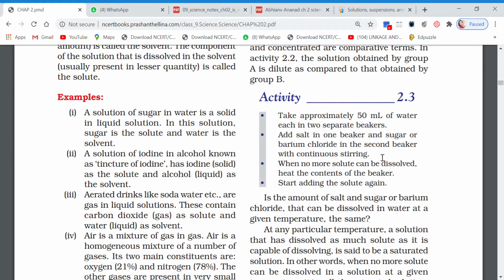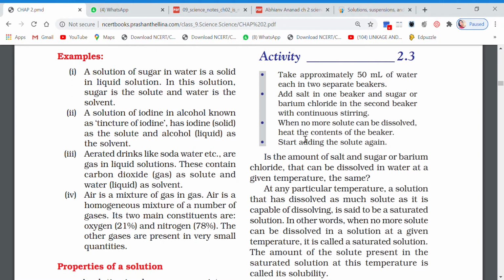And start stirring. Stirring means घोलना शुरू कर दो, start dissolving it. Now, when no more solute can be dissolved, heat the contents of the beaker. Now, suppose what you have to do, you have taken two beakers. First, put 1 spoon of salt or sugar in both the beakers and start dissolving it. When it is dissolved, then add the next spoon of salt and sugar, then dissolve.